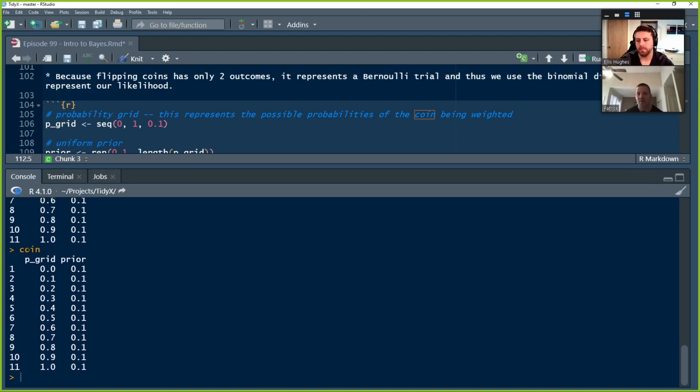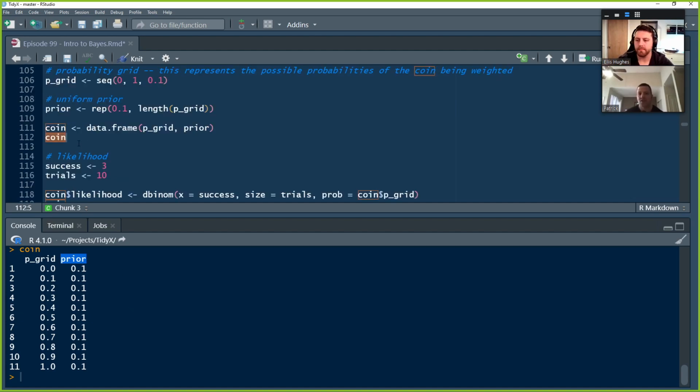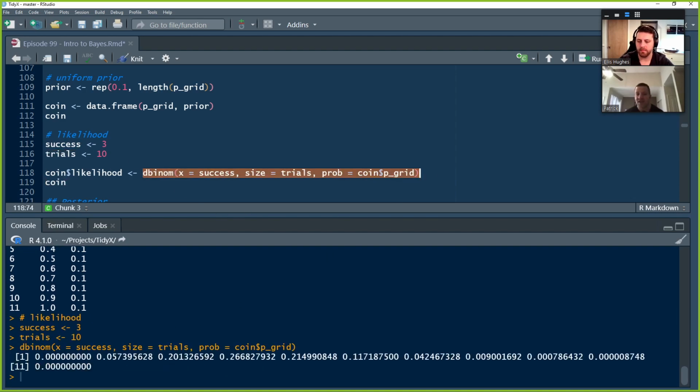So now we have a potential probability of the coin being weighted. We have a prior for each of those potential probabilities. In this case, it's all equal. And now we're going to add in our likelihood. Remember, the likelihood is the probability of the data, 3 successes in 10, given our hypothesis.